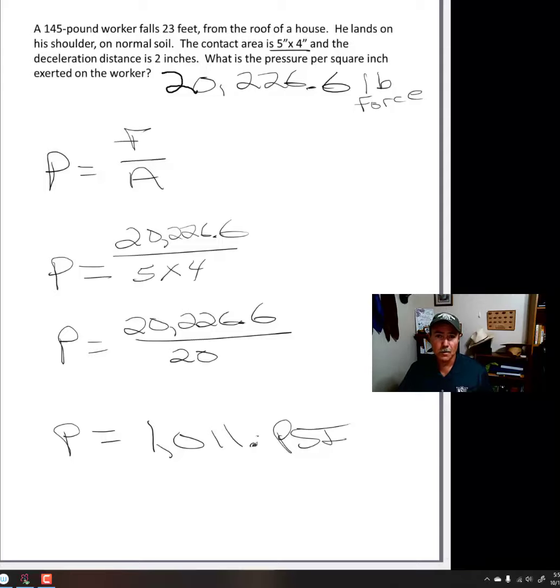Which it is possible. But it's also possible that a worker could fall 4 feet and hit on the corner of his head. The pressures could be much greater. And one of your practice problems is just that scenario. A worker falls 4 feet, hits the corner of his head with a small impact area, and the pressures are very great.